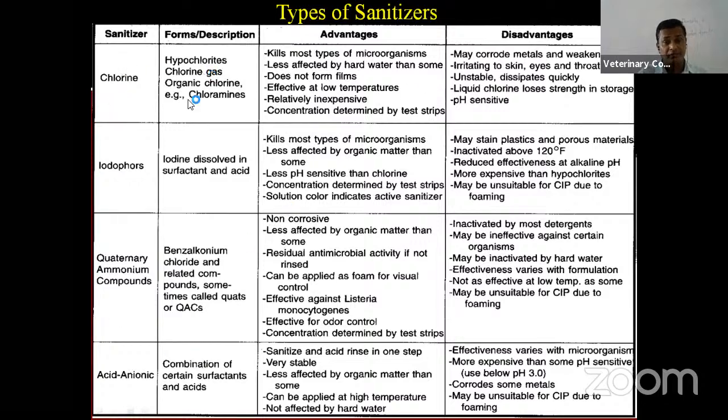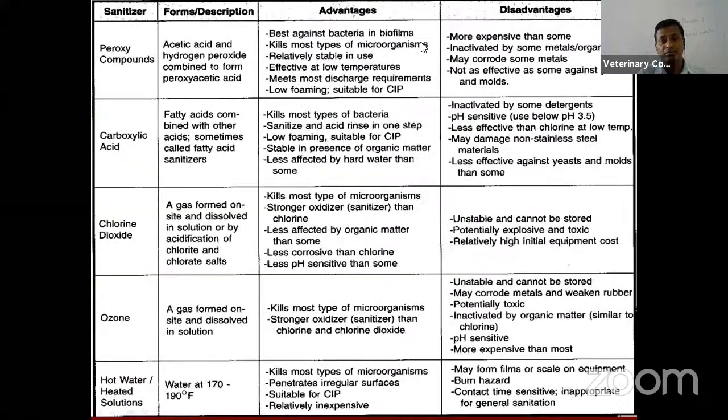Peroxy compounds are a very strong oxidizing agent. They are effective against biofilm and kill most types of microorganisms, and the action is brought about at low temperature. They meet the discharge requirements, discharge in the sense of effluent, and are low foaming. They are more suitable for CIP next to chlorine. The disadvantage is that they are a bit expensive.